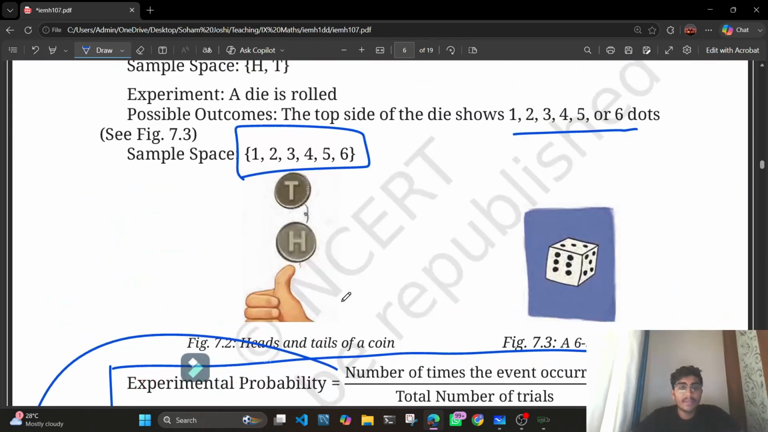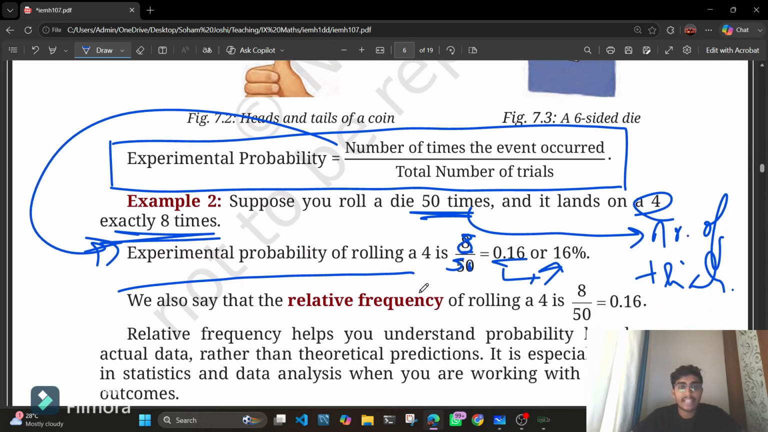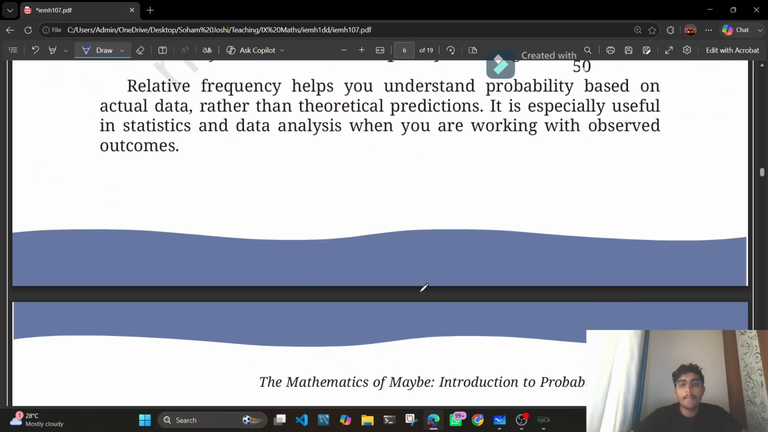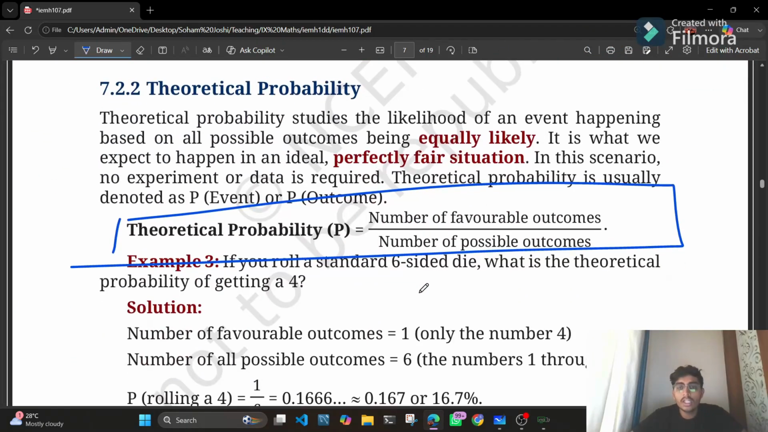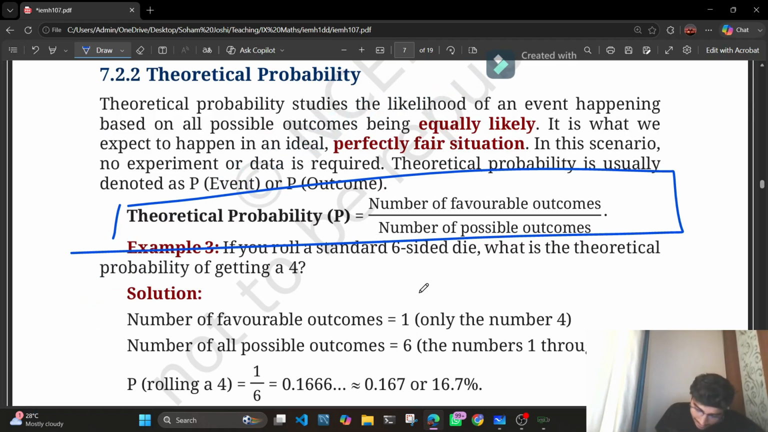So in experimental probability, we are given the number of times the event occurred and the total number of trials because it has been performed experimentally. But here we need to assume what are the equally likely situations going to happen in a fair way. And so therefore we need to get the number of favorable outcomes and the number of possible outcomes also.